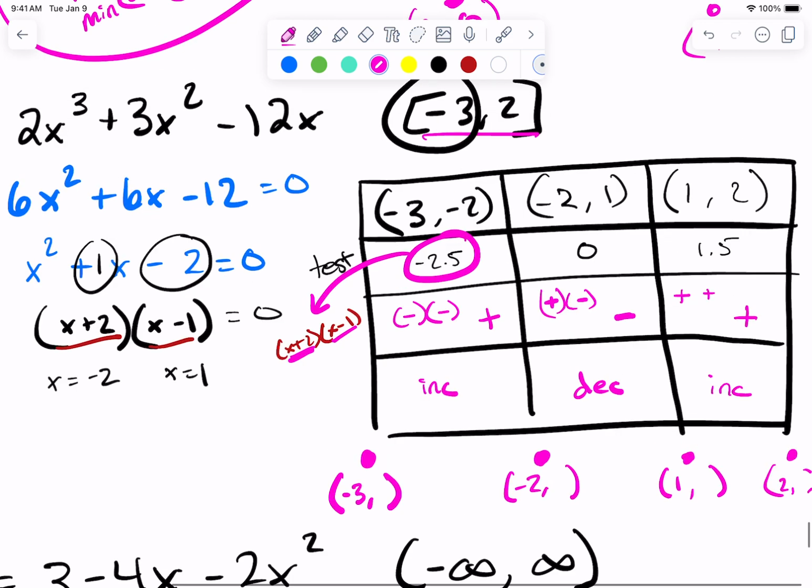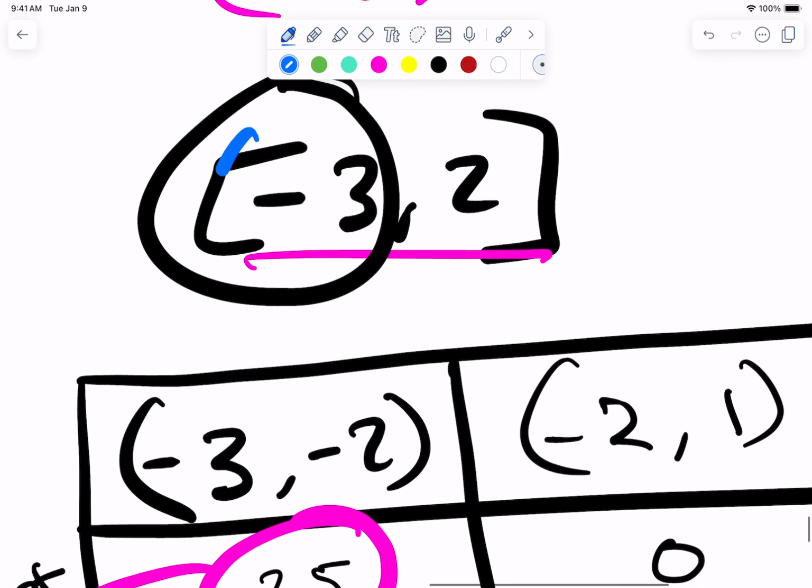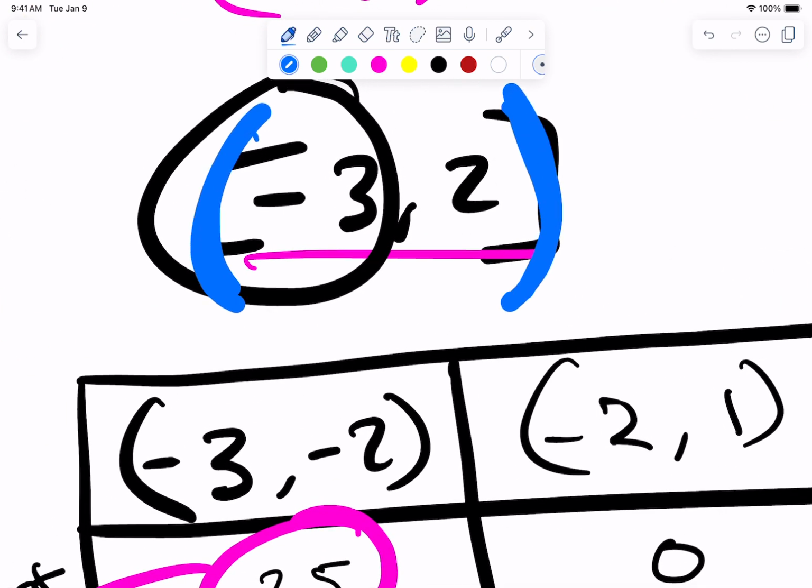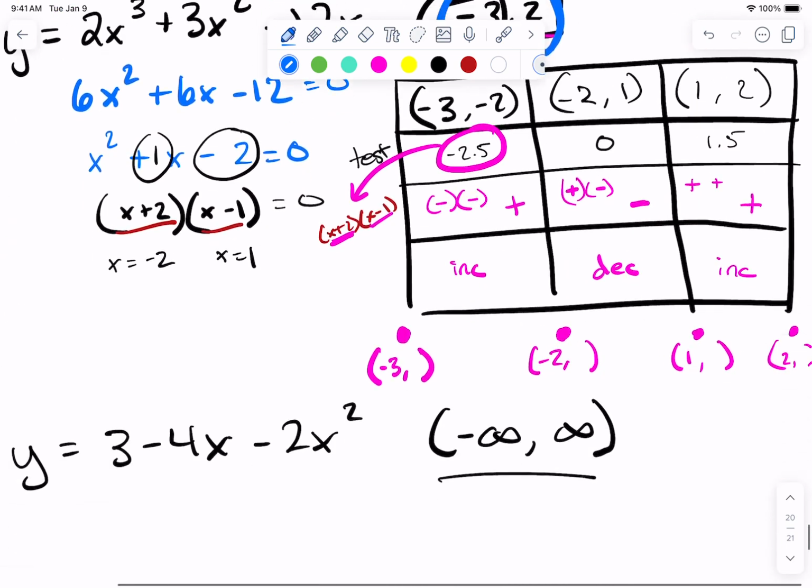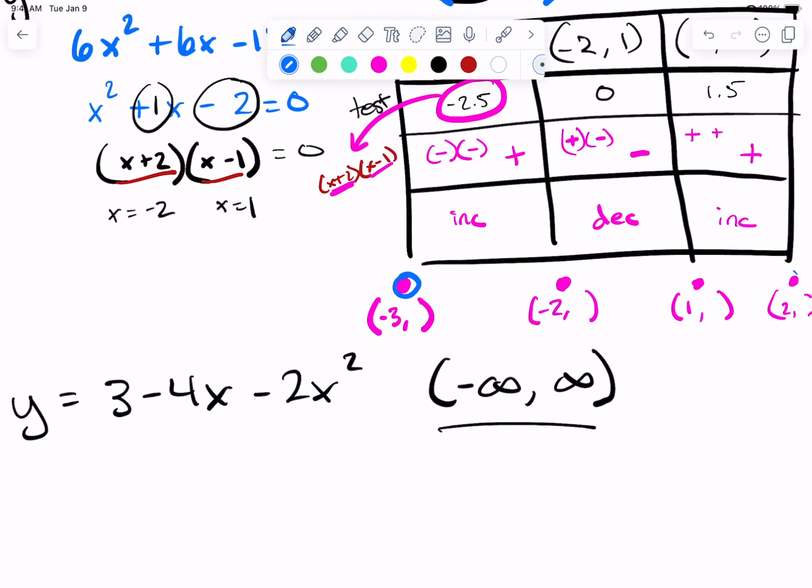Reese just asked this question: if this was a parenthesis and this was a parenthesis, what that would mean is that on my graph, this is not a closed circle, this is an open circle, so we no longer need to look at those two points as being points on my graph. I would only have those two. Does that make sense? That's the difference between the two. But since these are brackets, we do have physical points there, so we have to plug them in.